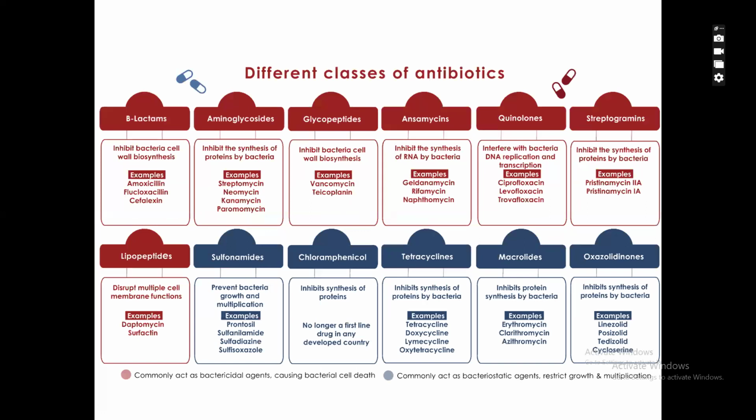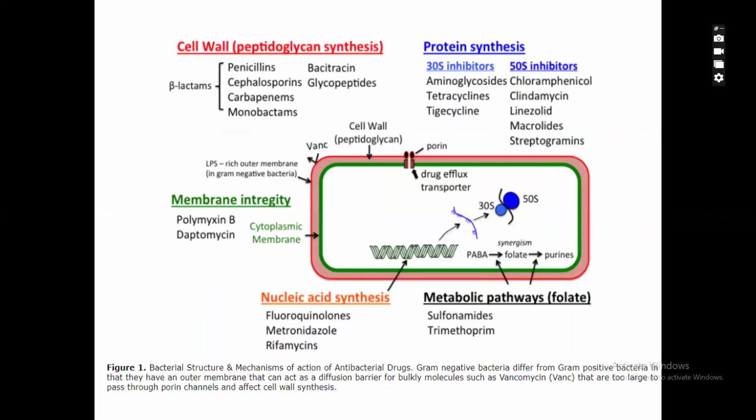This is the classification, and what is most important for us is the different classes of antibiotics. What we will try to learn from this slide is which are the bactericidal and which are the bacteriostatic antibiotics. Before learning this, let us know the site of mechanism of the antibiotic. The antibiotics mainly act on three places: one is the cell wall and the cell membrane, one is the protein machinery, and another is nucleic acid synthesis.